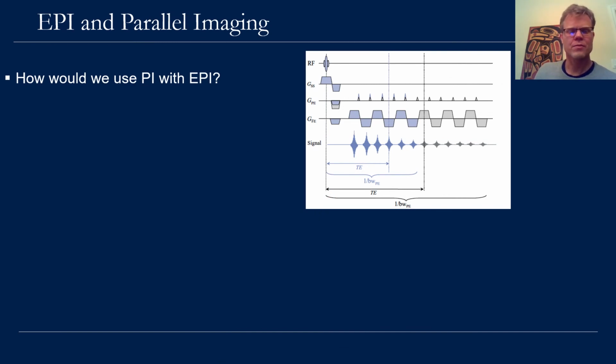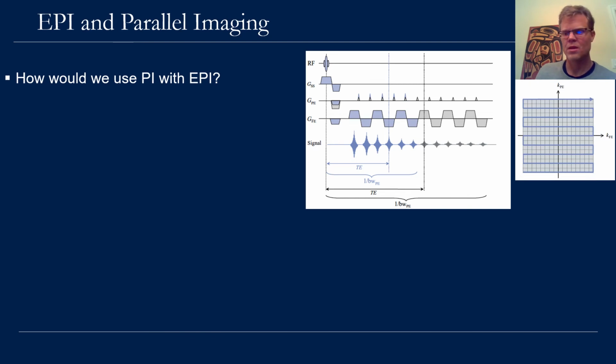Okay, and one other technique we've talked about recently is echoplanar imaging. So how would we use parallel imaging with echoplanar imaging? And that can be illustrated with the diagram shown here on the right. So here's the sequence diagram, where the gray indicates without parallel imaging and the blue indicates with parallel imaging.